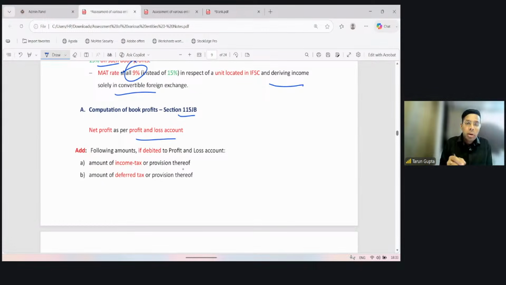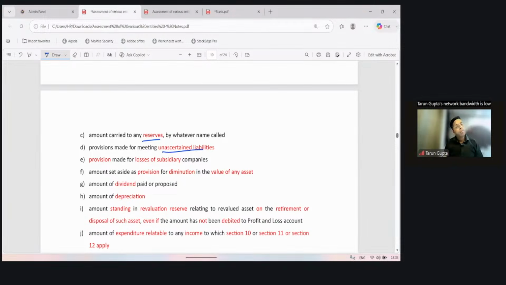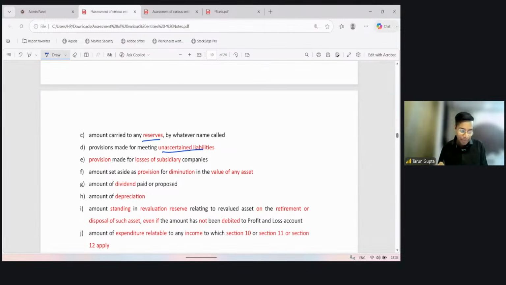Now, the net profit computed as per the P&L account is increased by the amount of income tax, or any provision thereof, or deferred tax, as the case may be. It may have both. Then the amount carried to any reserve, the amount taken to any reserve below the line item, is also added. Then the provision for meeting uncertain liabilities. So provisions are by themselves not disallowed, only provisions related to uncertain liabilities. They are in the nature of reserves, so they are disallowed. You have to add them back.